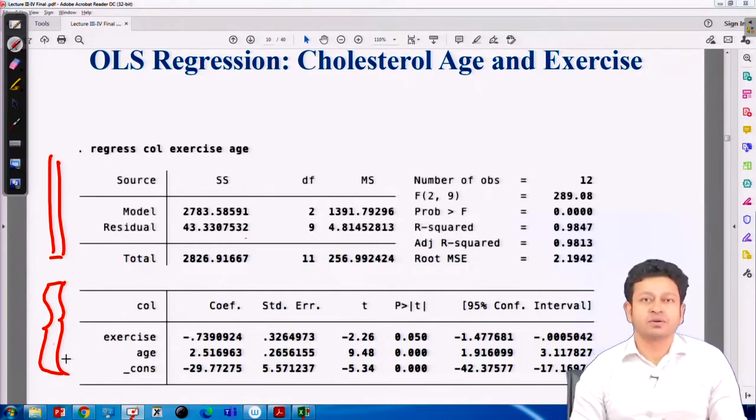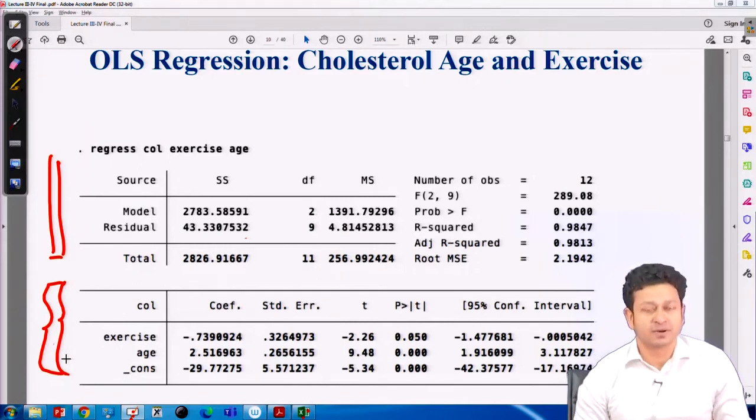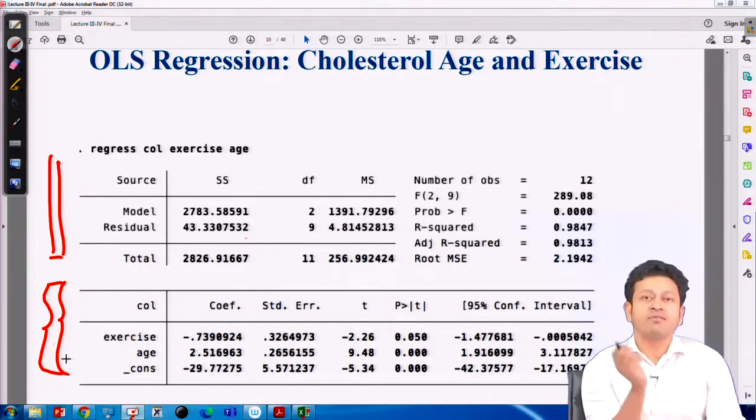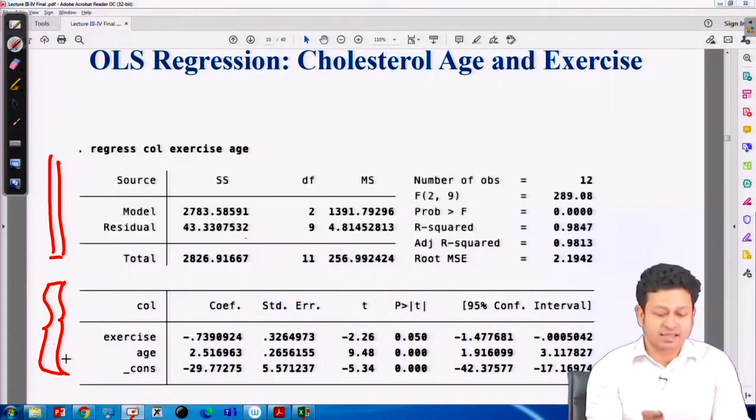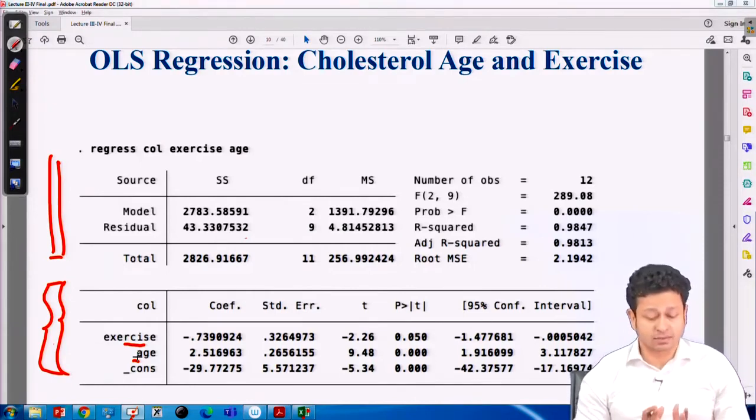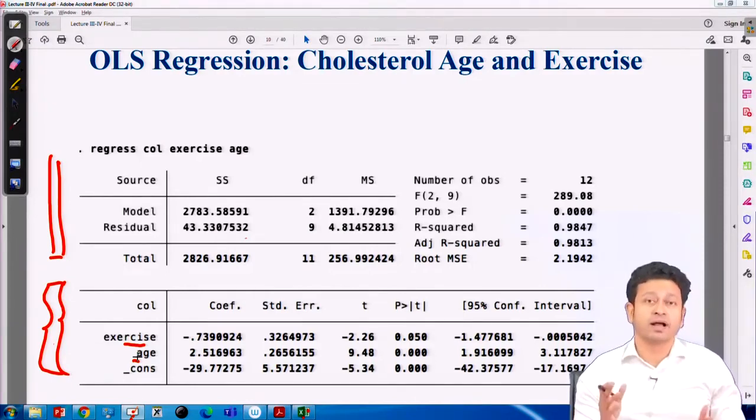Here, what we're going to do is basically hypothesis testing. Now, hypothesis testing of what? That's what you're going to see in this lecture. We have all these different explanatory variables like exercise, age, right? And we also have the constant term. Now let's look back at what we did when we plotted.